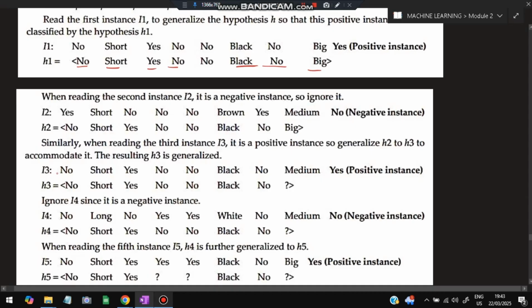Now we will check this one. No, no, it is same. Short and short, this is also same. Yes and yes, it is also same. No and no, this is also same. No and no, this is also same. Black and black, this is also same.